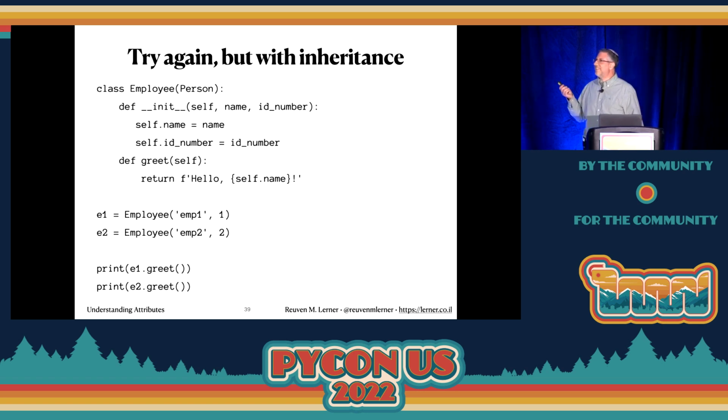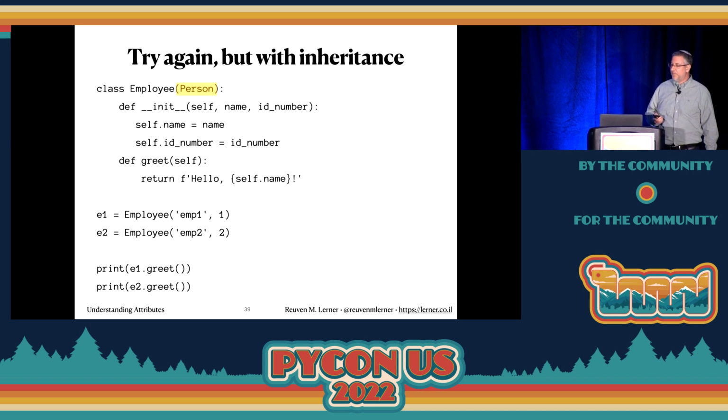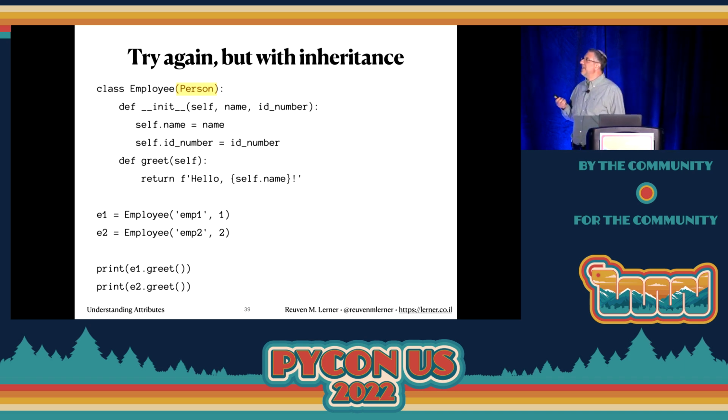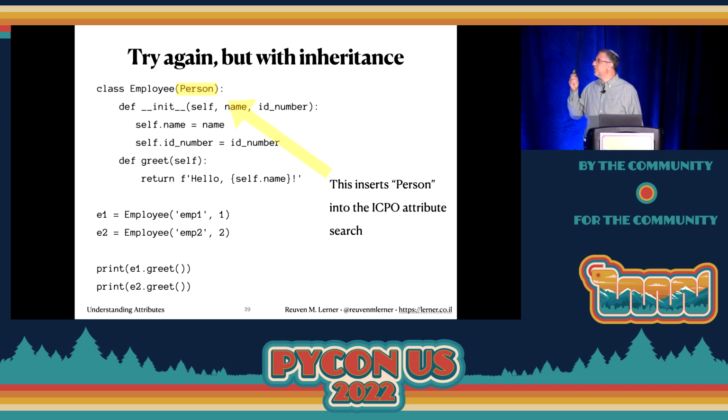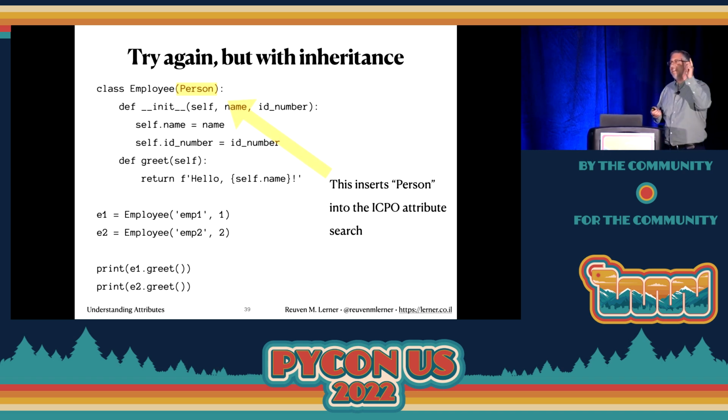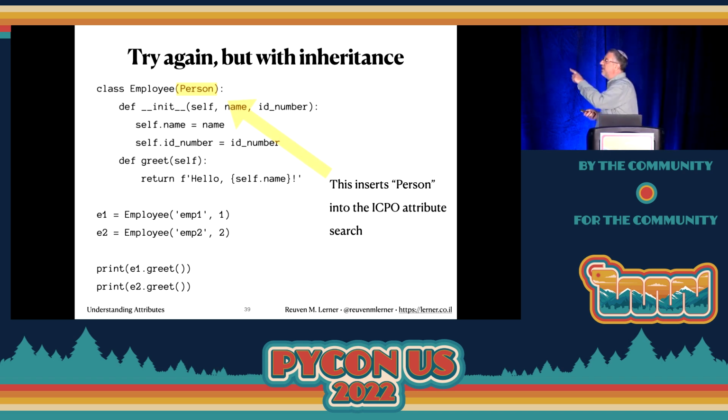So let's try this again, except with inheritance. What do I do here? I put person in parentheses after employee. This says employee is a person. Employee inherits from person. What does that really do? It inserts person into the ICPO search. It means now that if we don't find an attribute on the class, we will look for it in the class's parent. If we don't find an attribute, a method basically, in employee, we will look for it in person.